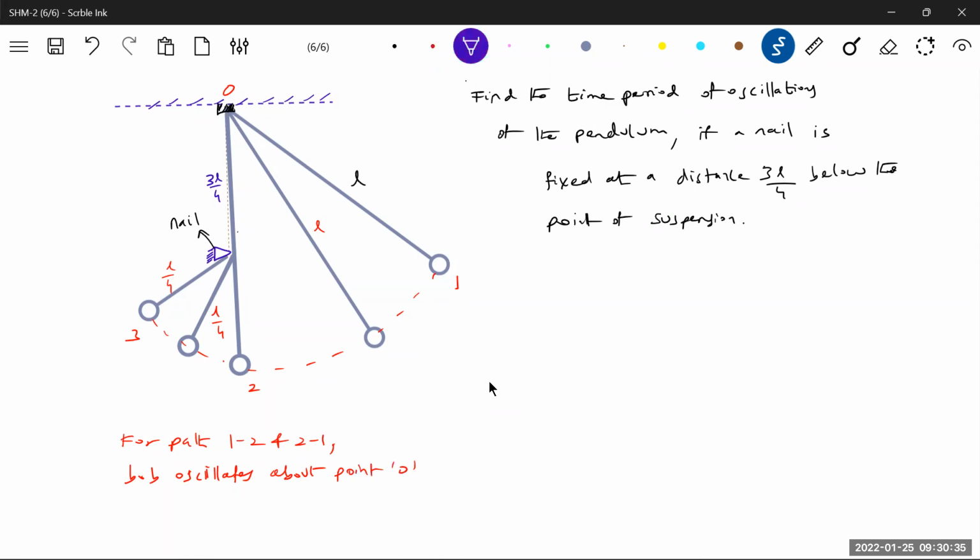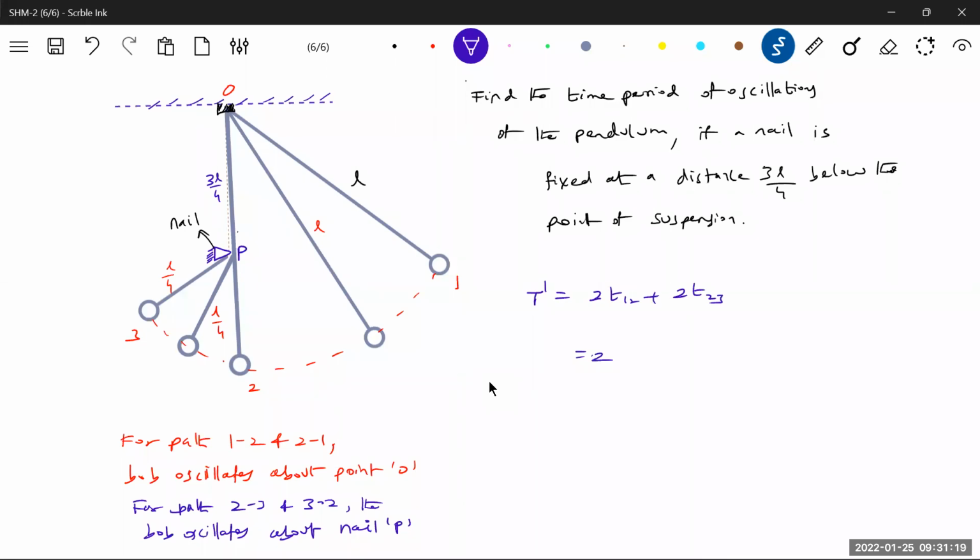Next again, for path 2 3 and 3 2, the bob oscillates about nail P. I'll write it. So what is the total time period? T dash is equal to pi root of L by g, or it will be like this: 2 times T12 plus 2 times T23.